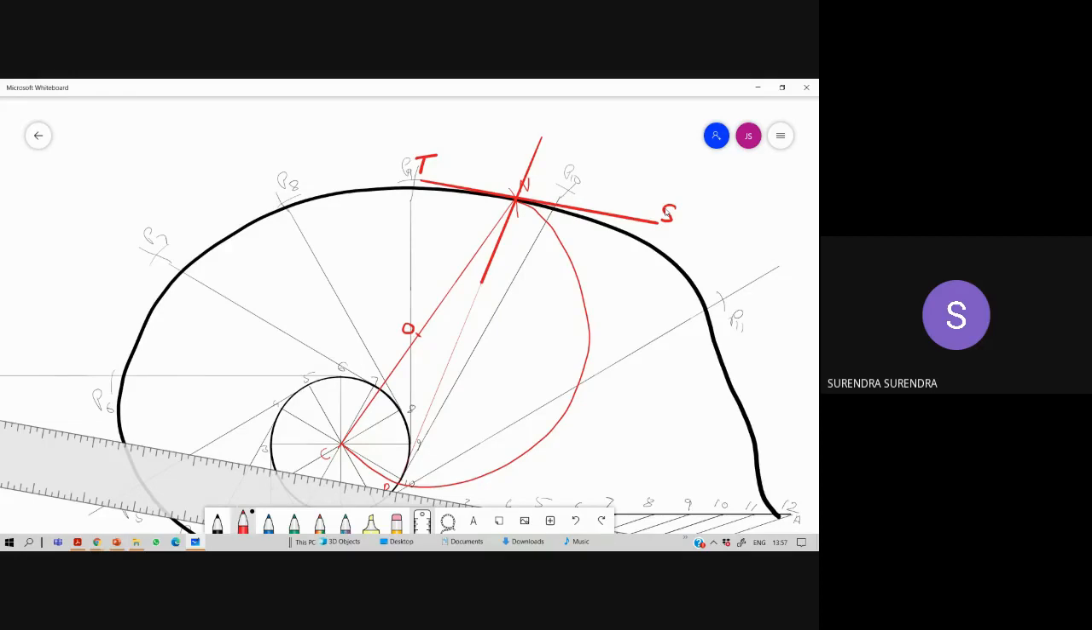Now, the main concept of this problem is that a string is unwound for one complete revolution, which means the length of the string equals the circumference of the circle.